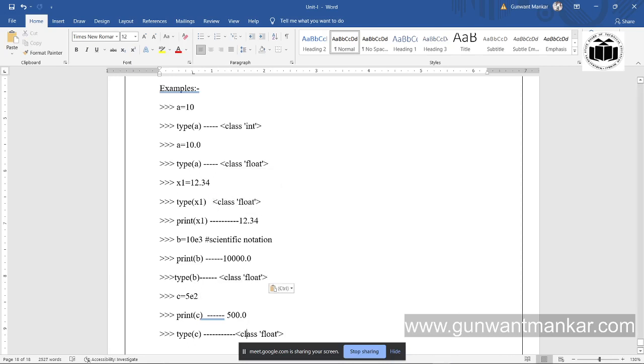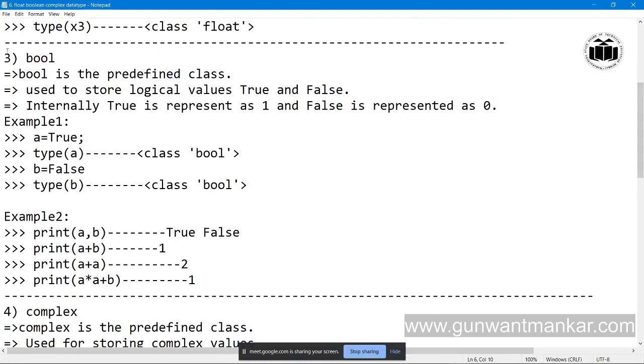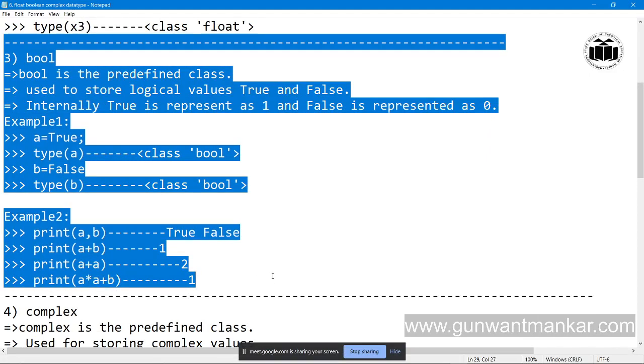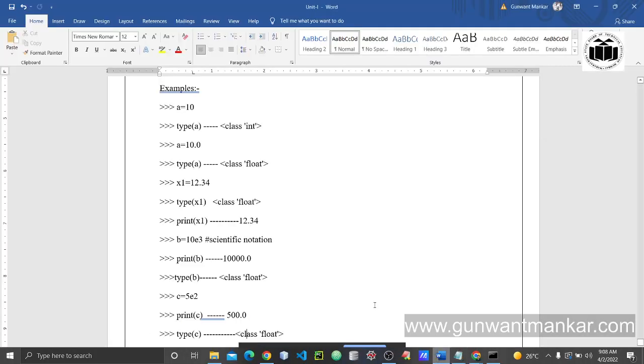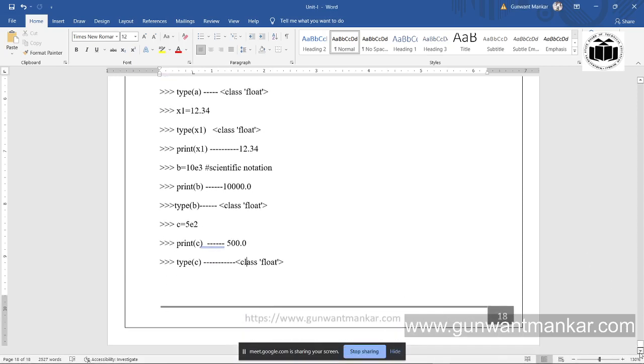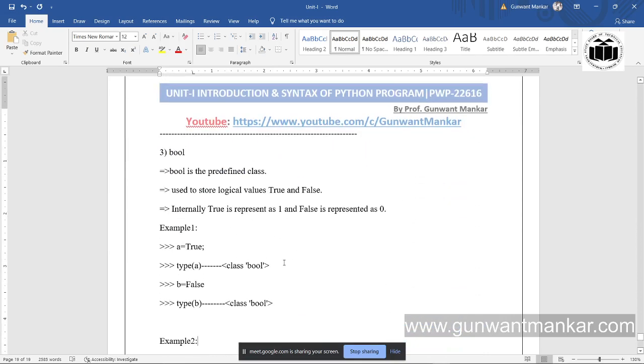Okay, next one, boolean data type, bool category, bool type. So the boolean class stores two values. What are the two values? True and false, or not? Yes, true and false, that's it. Bool is the predefined class.